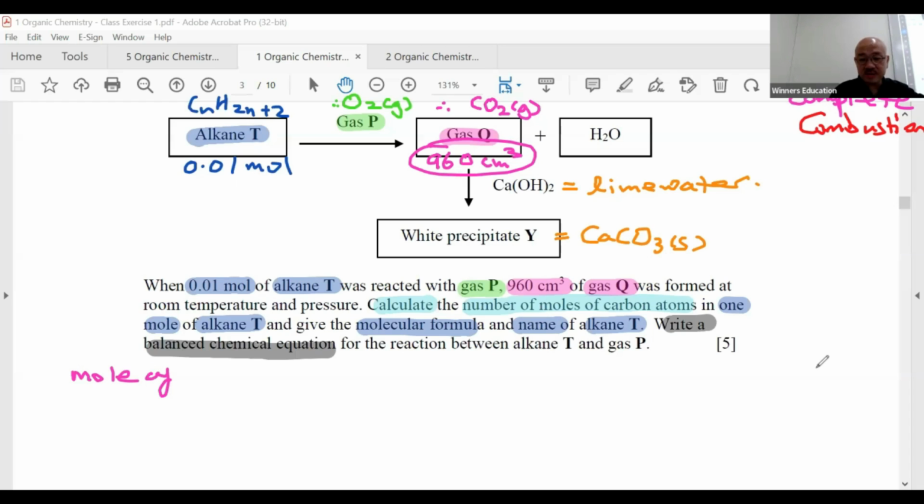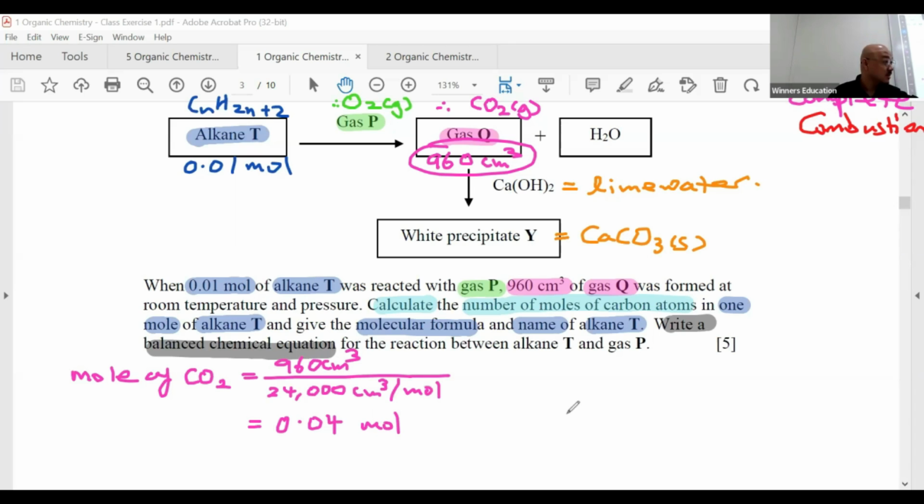That's always the protocol, the step by step. All right, which is 960 cm cubed divided by 24,000 cm cubed per mole, the molar volume. You flip over, this is, I believe, 0.04 mole, from what I can recall from yesterday's class. Right? If not, use a calculator, help me check.